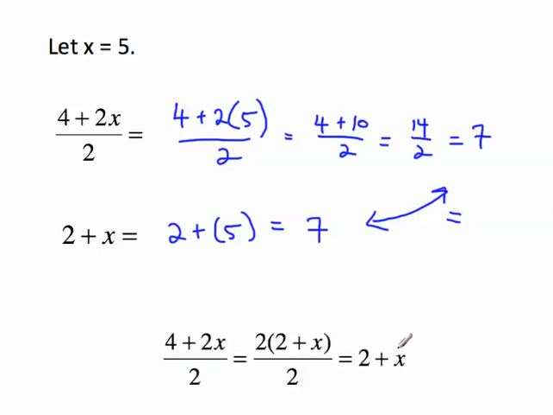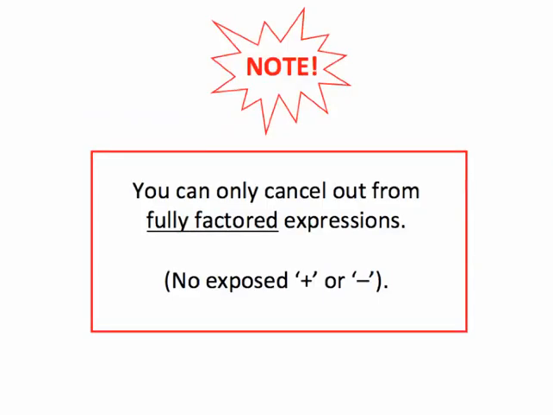And the reason that's the case is because of this step in between. We could common factor a 2 out of 4 plus 2x, get 2 plus x, and then cancel. But we could only do that because this was the fully factored form. So note, you can only cancel out from fully factored expressions. You have to do all the factoring first, make sure there are no exposed pluses or minuses anywhere before you can do the canceling.